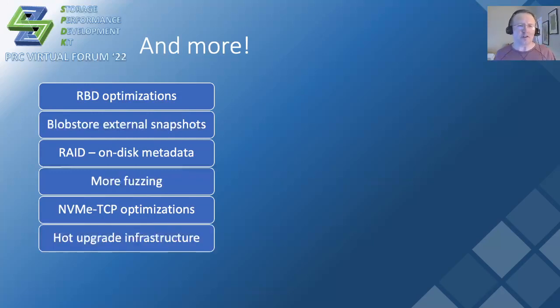Hot upgrade infrastructure. How do we, with an SPDK process, upgrade it in place? There's a lot of complexity here, of course, but I think this is really critical, especially for these IPU use cases where you want to be able to hot upgrade the SPDK application in place. We're starting to talk more about this infrastructure and how we get it in place. In some cases, we've seen demos of some POCs where for certain use cases we can do this pretty effectively, but there's a lot more work that's needed here.